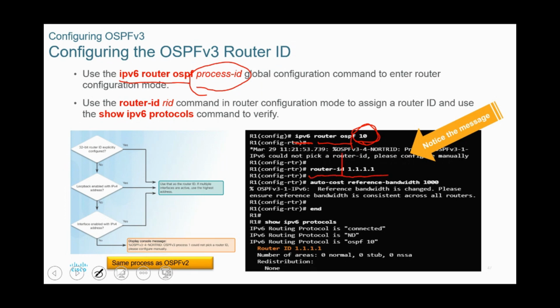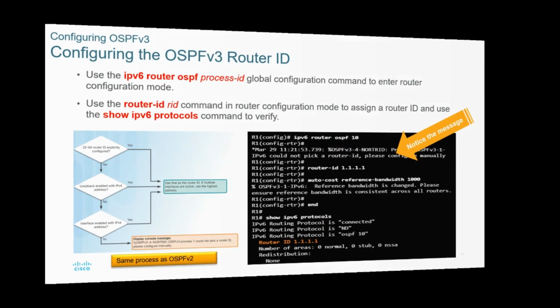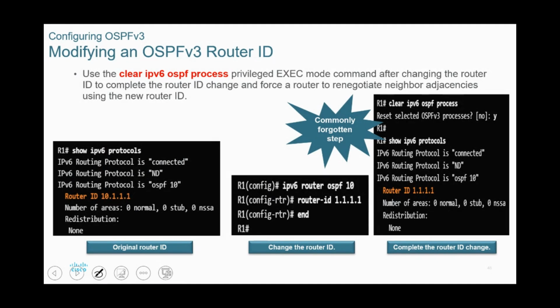So if you want to have the election of the DR and BDR, you can use the router ID. You can show the configuration command that you have configured by using show IPv6 protocols. When you show the IPv6 protocols, it will preview here that your router ID is 1.1.1.1.